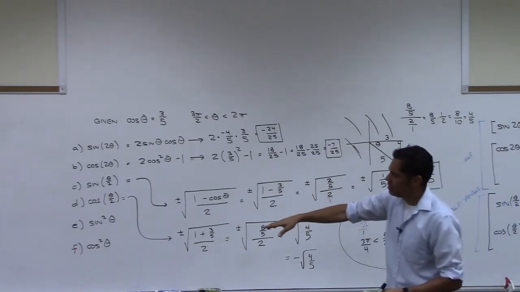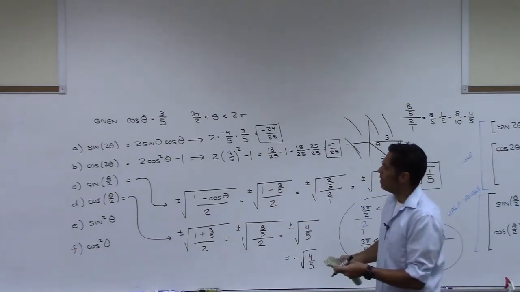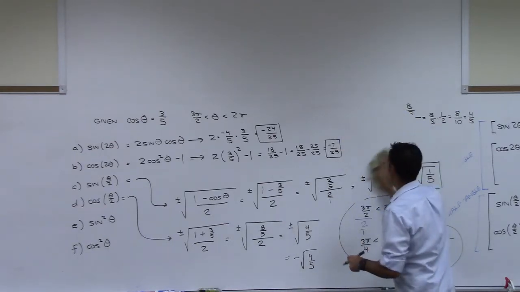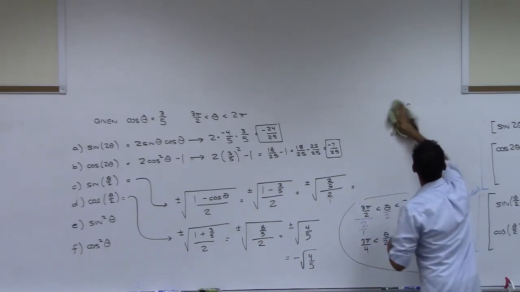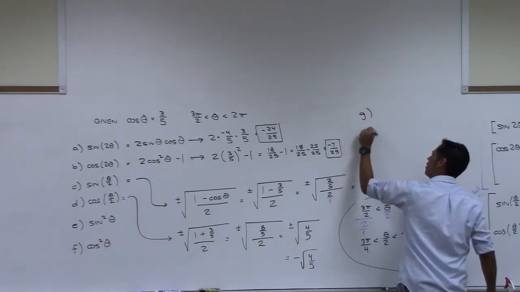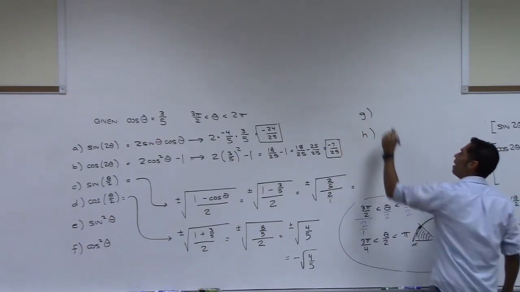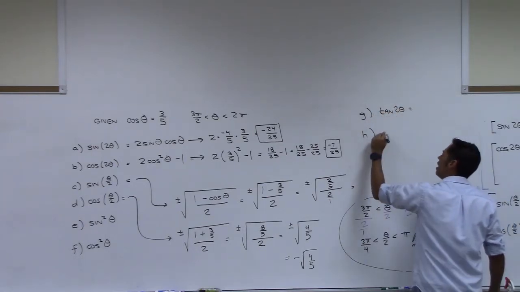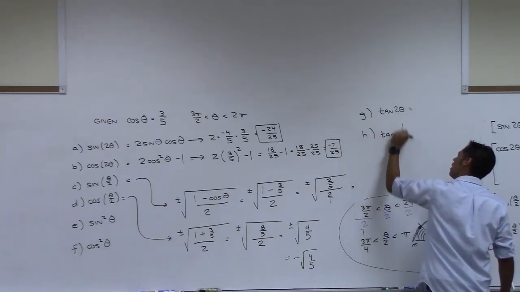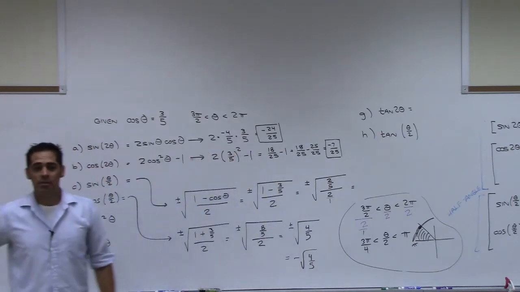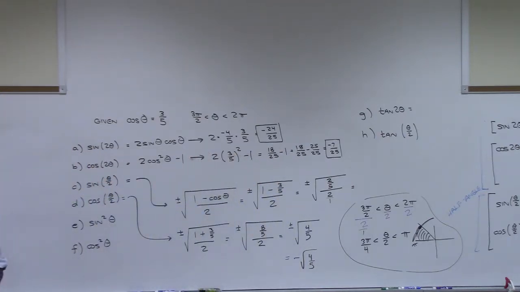It's not on here. I don't have it listed as a question, but let me put them in here real quick. I'm going to add these before we do the next. I'm going to add a part G and a part H. Part G, I'd like to know what tangent of 2 theta is. And for H, I'd like to know what tangent of theta over 2 is. I never gave you formulas for these, right? They are in your book, but we're not going to use them.